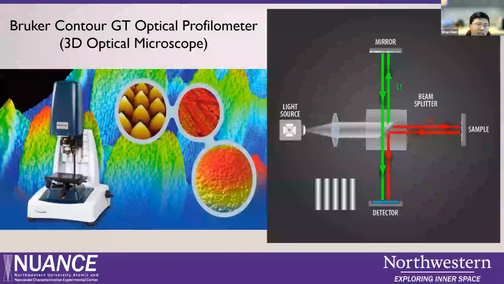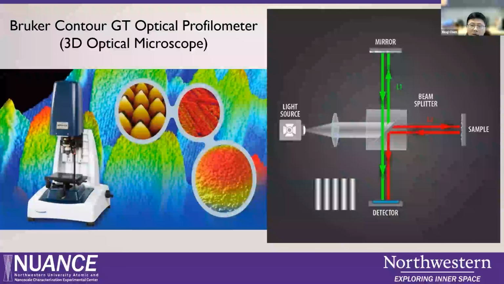On the left is a picture of the optical profilometer. On the right, you can see the schematic. From the left, the light source. Typically we use white light, and it goes through a beam splitter. The light splits into 2 beams: one goes to the reference mirror, and the other goes right onto the sample.